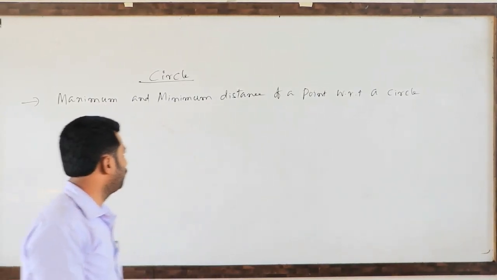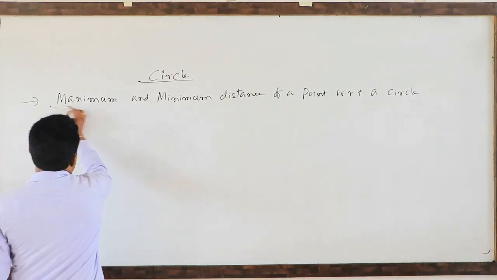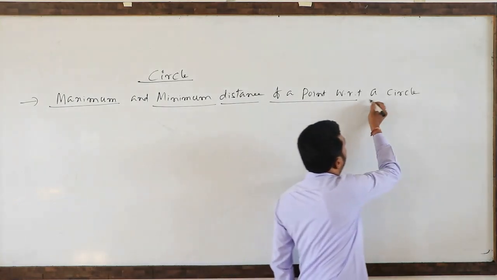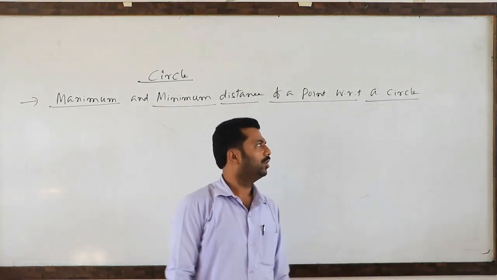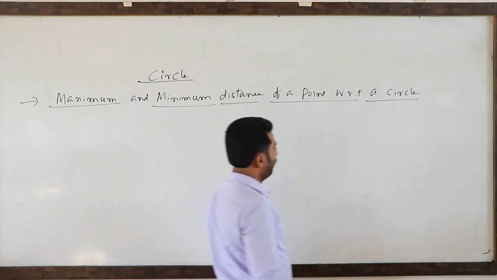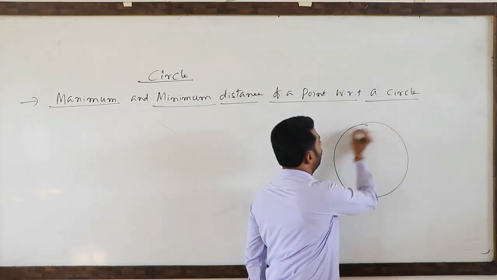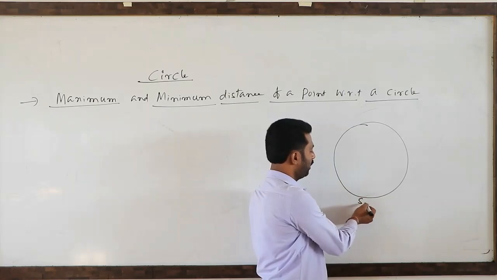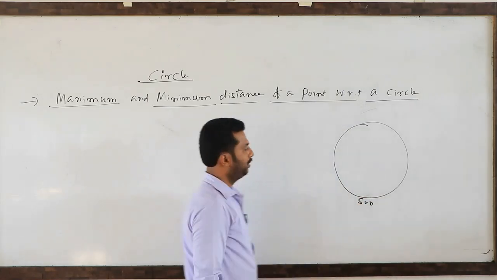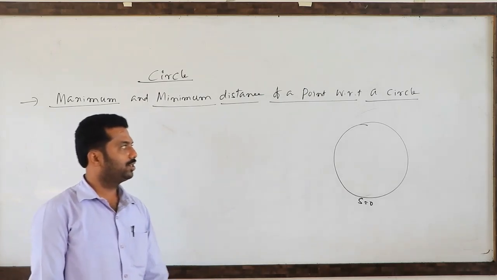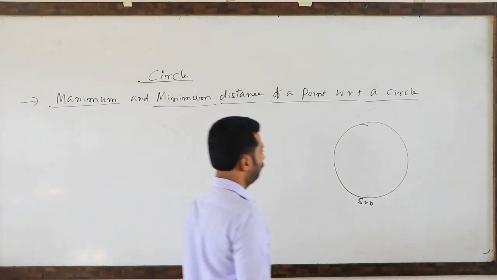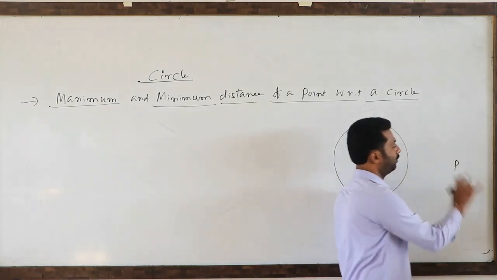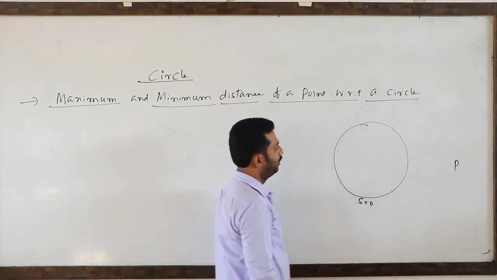Next concept. This is most important. Maximum and minimum distance of a point with respect to a circle. Suppose this is a plane. In this plane, one circle is there. Suppose the circle is x square plus y square plus 2gx plus 2fy plus c equal to 0. So in the same plane of the circle, one point P is there.